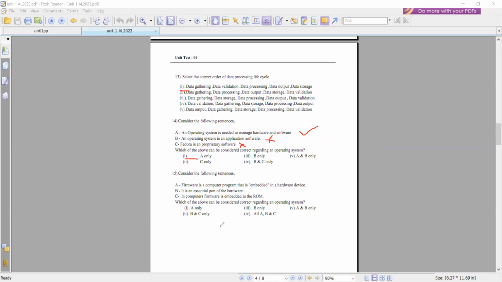Then 15, consider the following statement. Firmware is a computer program that is embedded in a hardware device. Yes, hardware, software, both you have. It is an essential part of the hardware. Correct. Computer firmware is embedded in the ROM. That is also correct. All ABC. Fourth answer you have to take.